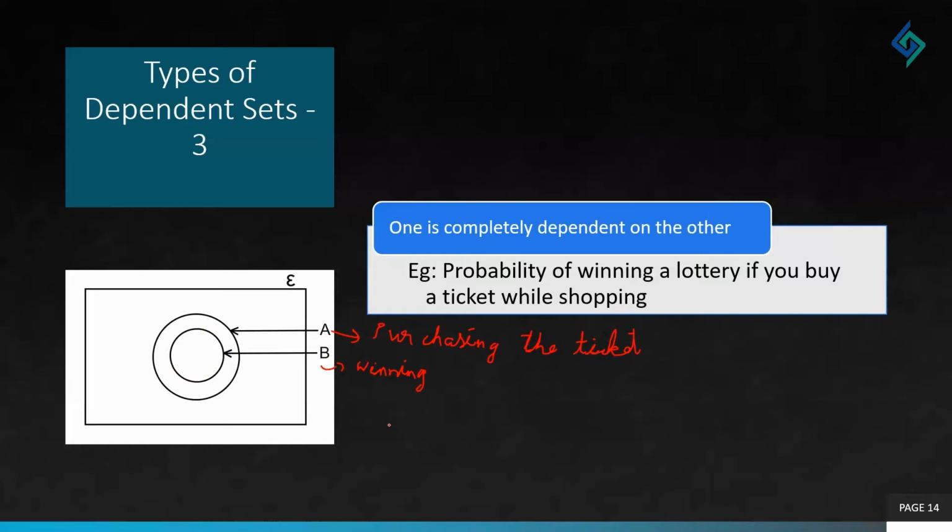Similarly, what is the probability that you will definitely not win the lottery? It is just the universal set, or 1 minus the probability of winning the lottery. So the probability of purchasing a ticket does not even come into the picture, because the event of winning the lottery is completely dependent upon you purchasing the ticket. Right? So these are the different types of dependencies.